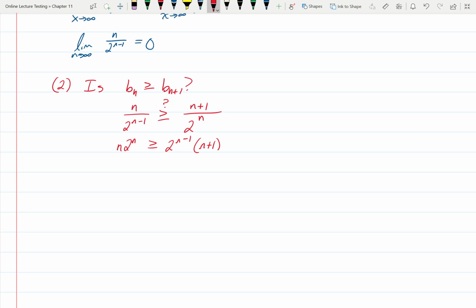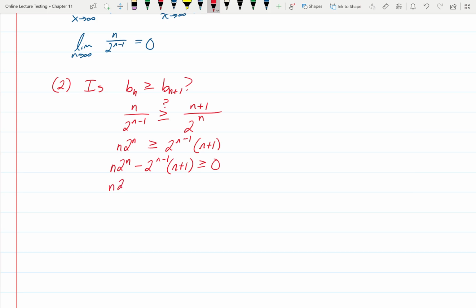It doesn't matter which side that you move it to. So I'm going to move this one over to the right hand side. So I'm going to get n times 2 to the n minus 2 to the n minus 1 times n plus 1, and I'm going to make this greater than or equal to 0. Again, I subtracted it all. I did not divide by a negative or multiply by a negative, so that kept everything in order for that part.